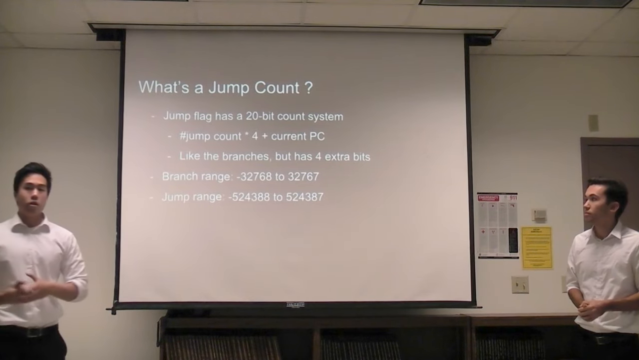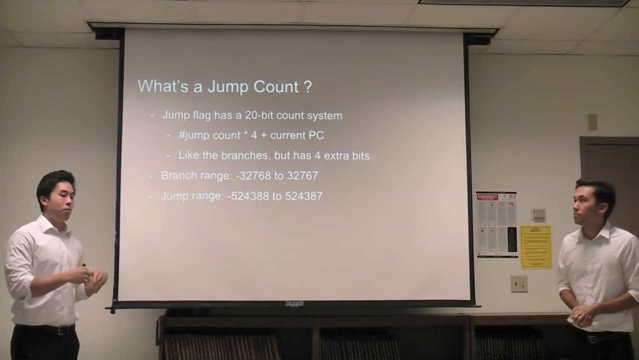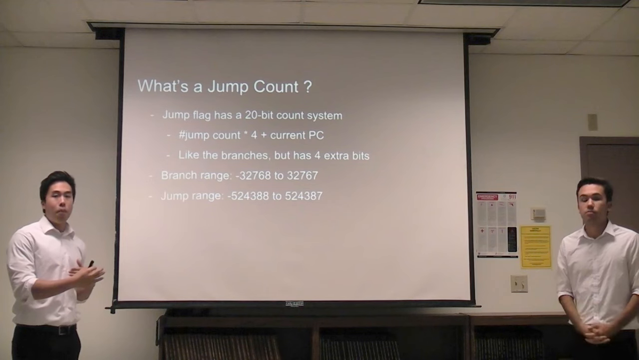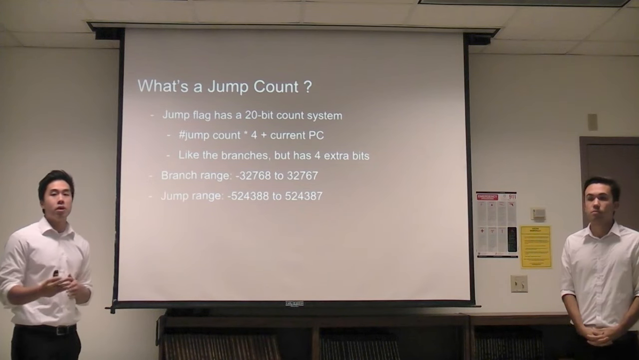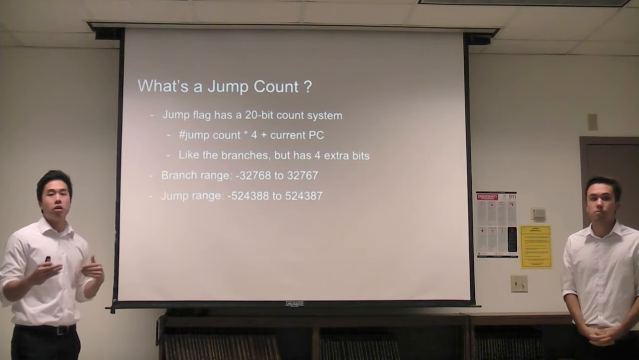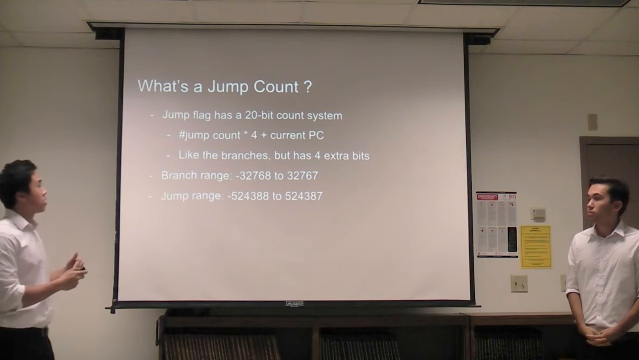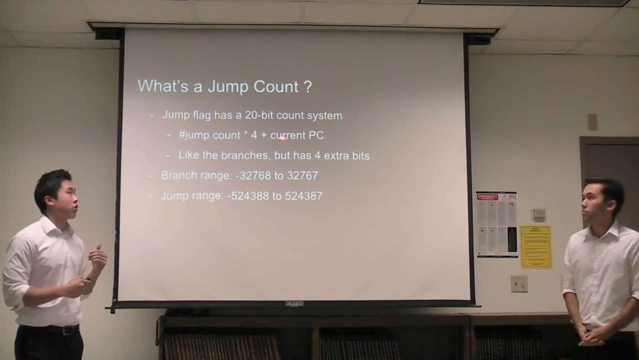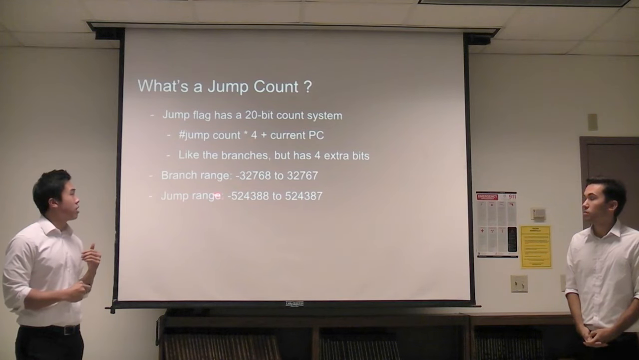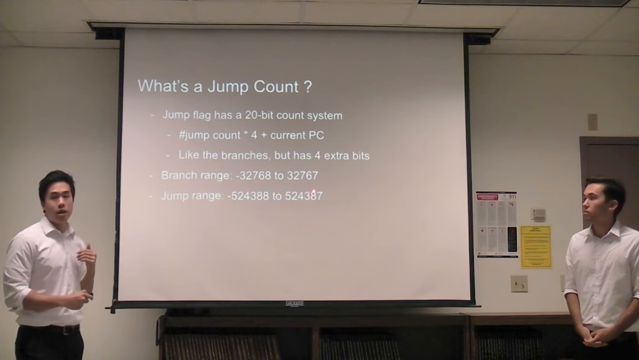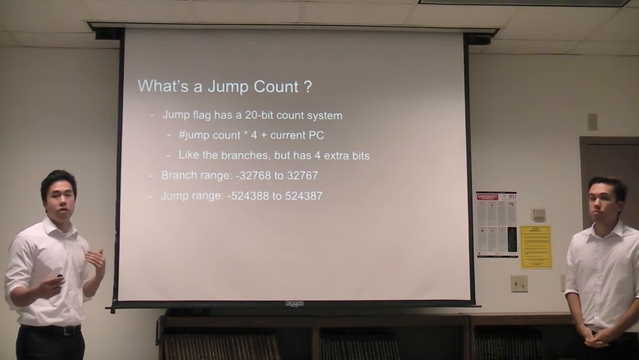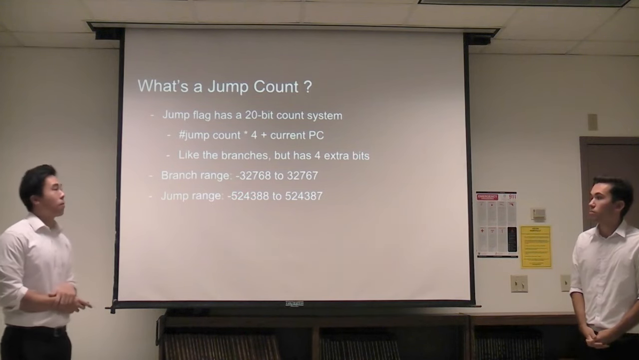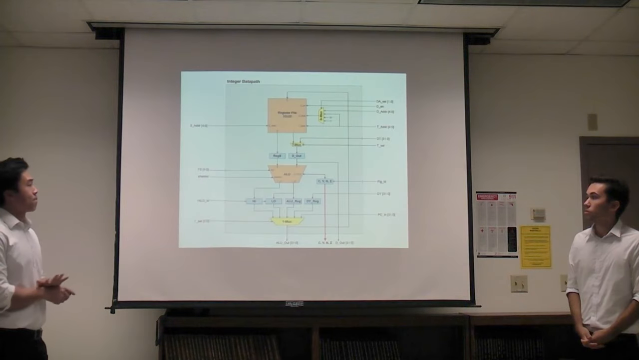So what's a jump count? A jump count is basically like the branch count, but instead of 16 bits, we're utilizing 20 bits to perform the count. So it takes the number of jump counts, multiplies by 4, and then adds it to the current PC. And as you can see, this is the branch range, and this is the jump range. It's significantly more than a branch range. Yeah, so it's a relative branch.